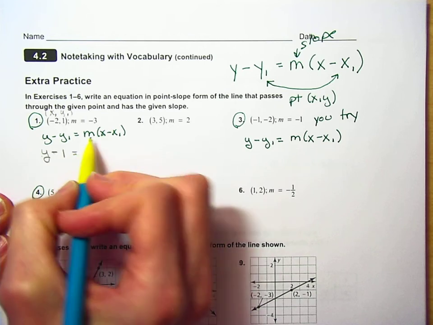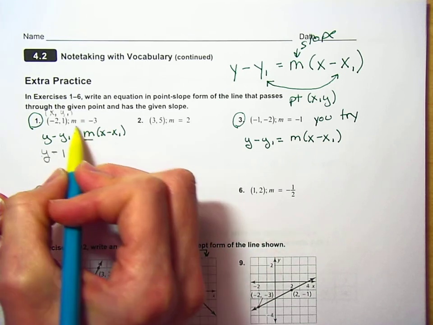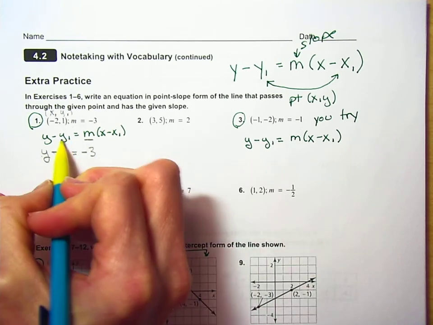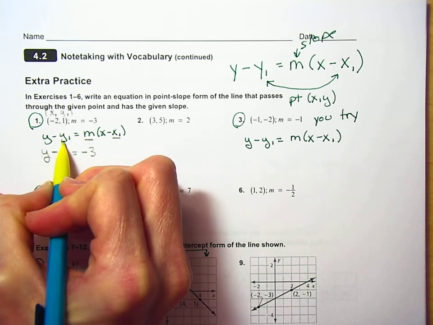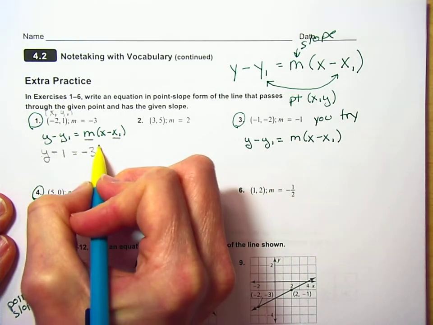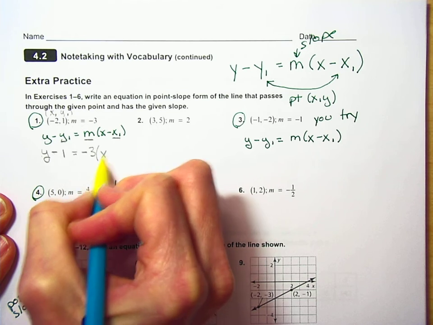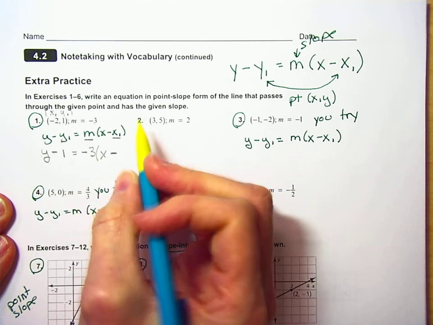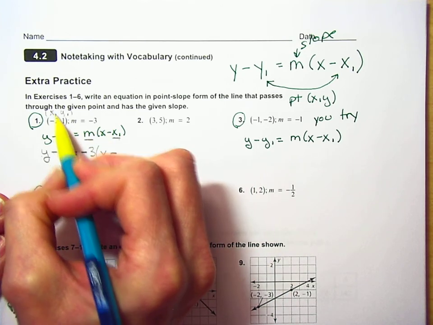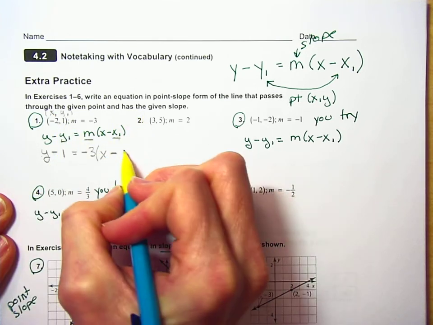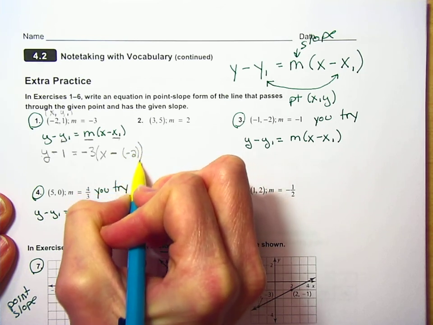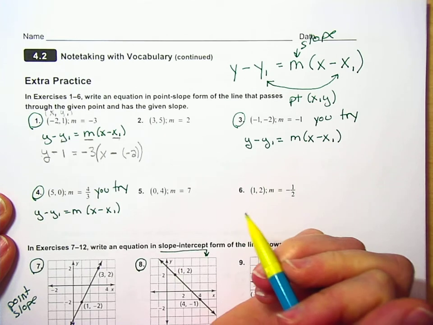Equals, that's a copy job. M, need to put a number in there. M is -3, so I'm going to put -3 in there. So these are all y1, m, and x1 are where I'm substituting a value in. Parenthesis, copy job, x, copy job, minus, copy job. X subscript 1, I need to put a value in there, and in our example, it's -2. So I would recommend you wrap that -2 up in parentheses. And then this is our big parenthesis.